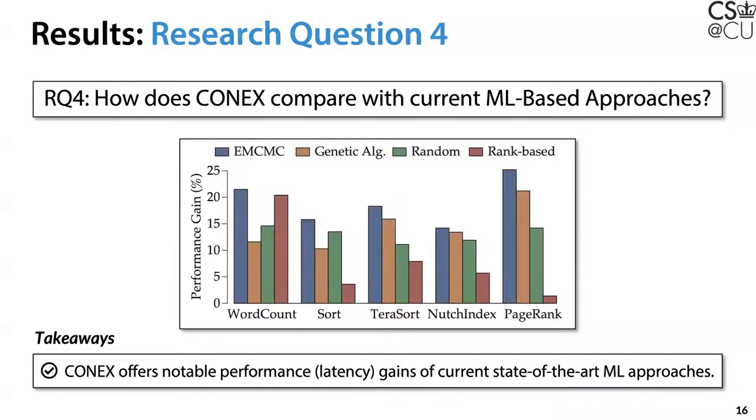And in the final research question, we wanted to evaluate how the best configuration discovered with ConEx compares with current machine learning-based approaches. And as shown here, we compared ConEx with genetic algorithms, random search, and a machine learning-based approach, which is shown in red. And again, for each workload and job type, we observe that ConEx offers noticeable performance or latency gains over both the current state-of-the-art approaches, as well as genetic and random search.